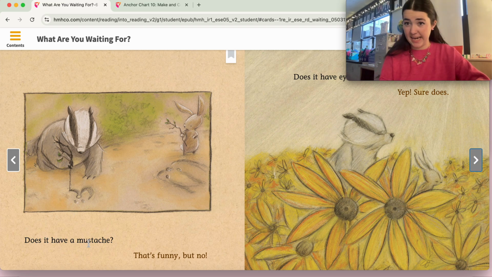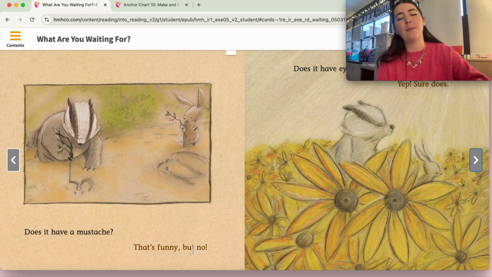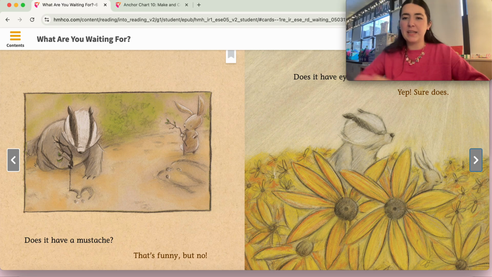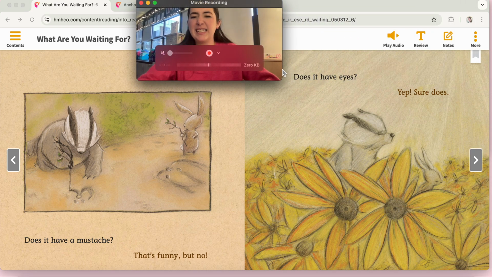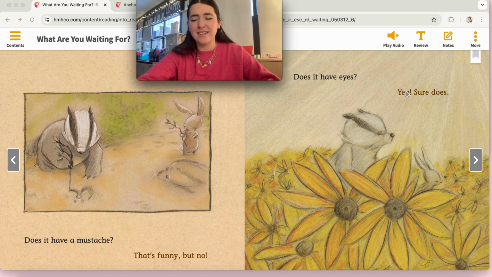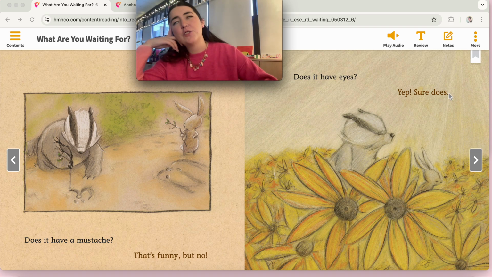Does it have a mustache? That's funny, but no. Does it have eyes? Yup, sure does. Miss Meadows is trying to make a prediction as I'm getting these clues of what this could possibly be that Rabbit is waiting for, but I am not super sure what it is. I wonder if you are. If you have a prediction, tell me in the microphone so that I can hear it.